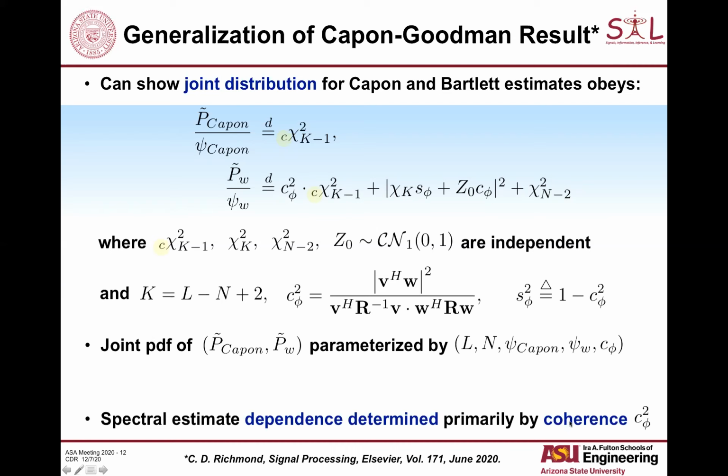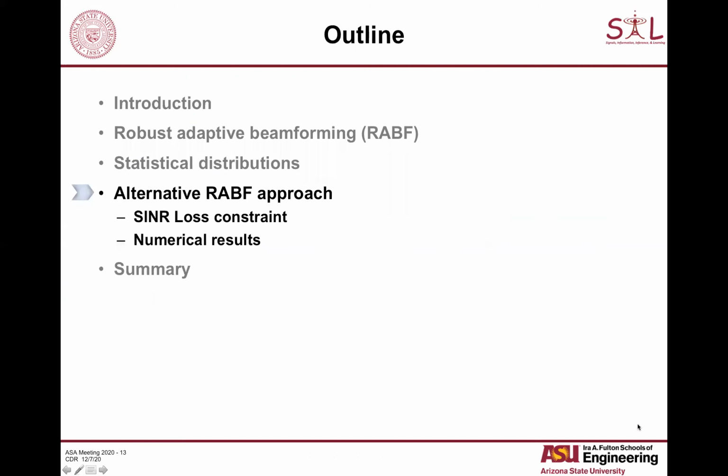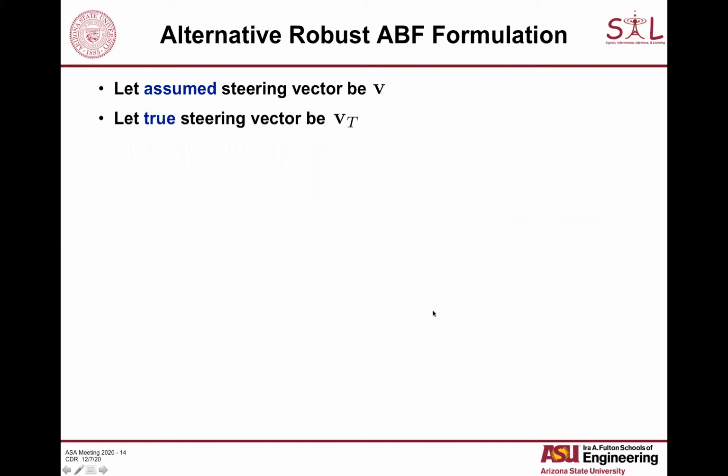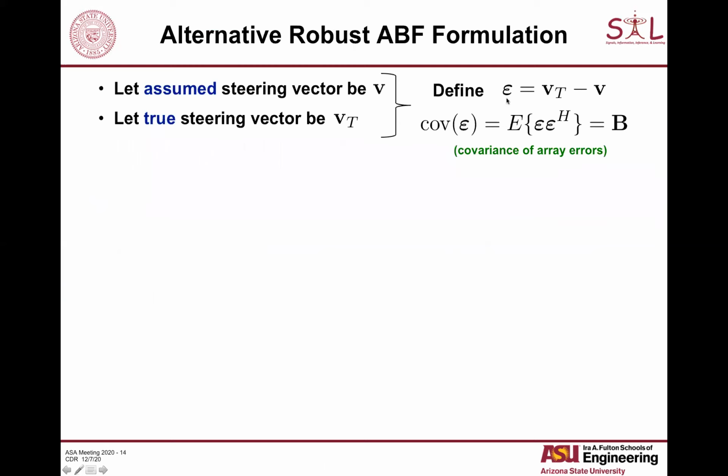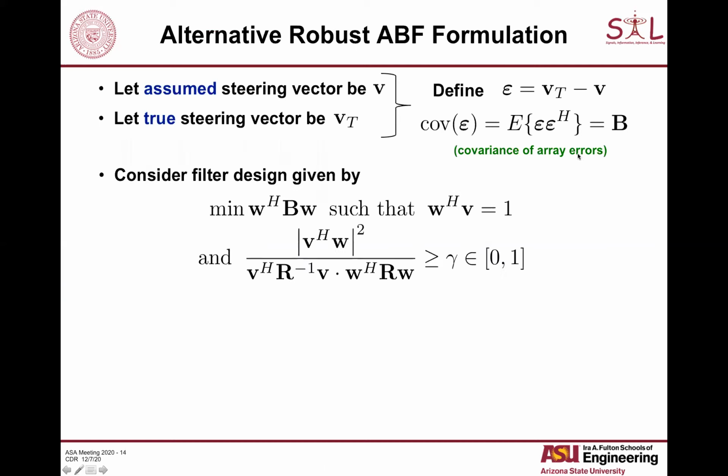And because of this major role played by the coherence, it motivates us to use it as the basis for a robust adaptive filtering design. Let the assumed steering vector be V and let the true steering vector be VT. If that's the case, I can define the error between the true and assumed as this epsilon vector, and the covariance I can define as B. So this becomes the covariance of my array errors. Now I propose that we design our filter weights to basically minimize the response of the filter to array errors subject to 2 constraints. One that constrains the look direction to have unity gain, and the other one that constrains the coherence or the SINR loss of my solution relative to a solution that maximizes the output SINR.